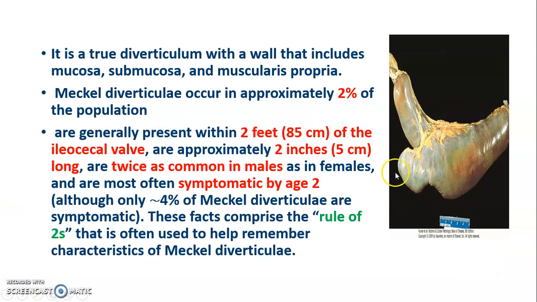So, Meckel's diverticulum is a true diverticulum that includes mucosa, submucosa, and muscularis propria, and it affects approximately 2% of the population. You have to remember the rule of 2, that is, it is seen in 2% of the population. It is present within 2 feet of the ileocecal valve. It is approximately 2 inches long, and it is twice as common in males as in females, and most often symptomatic by the age of 2.